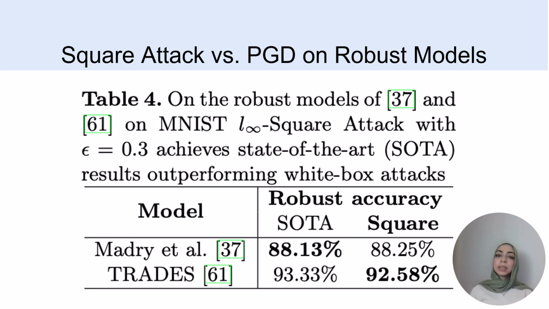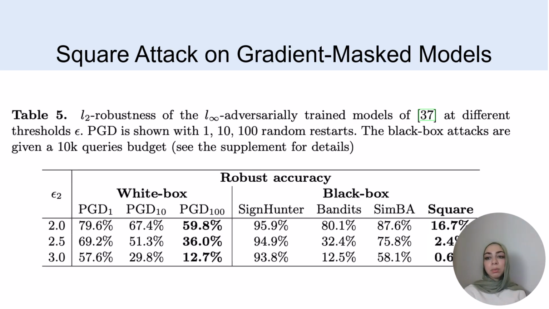So the authors wanted to see if square attack can compete against white box attacks like PGD, which has full access to the model, which it did. On robust MNIST models, square attack matched or even outperformed PGD, as you can see in table 4 right here. In this test, the author targeted models that use gradient masking, which, as we mentioned before, is a defense technique that throws off white box attacks by hiding or distorting gradient information. PGD, which relies on those gradients, didn't have much of an impact. But square attack doesn't need gradients at all, and as a result, it was able to break the models.